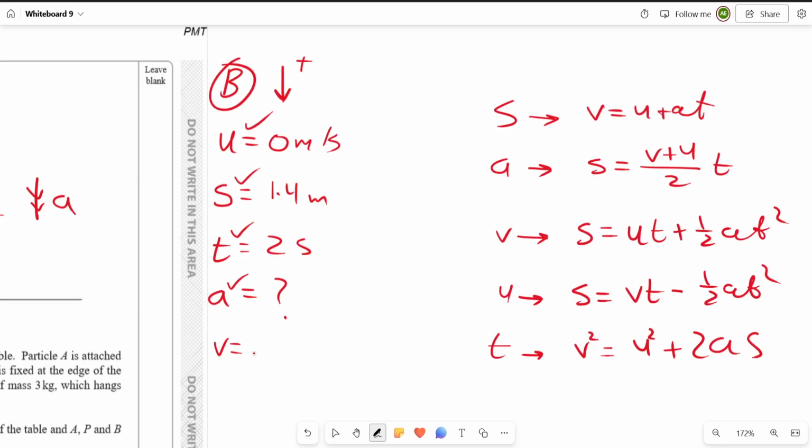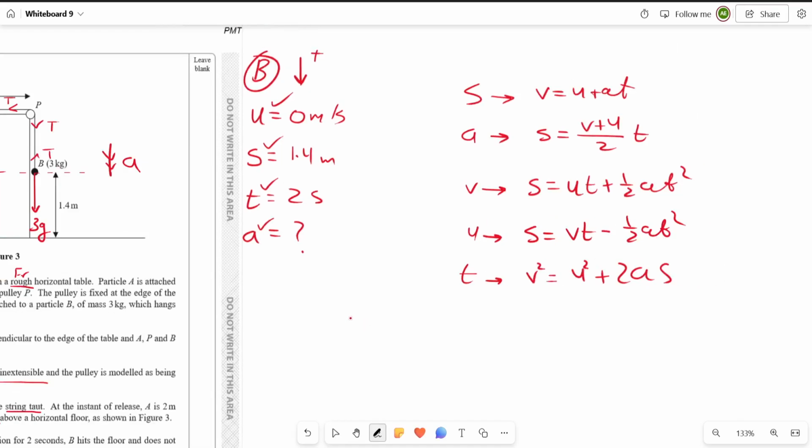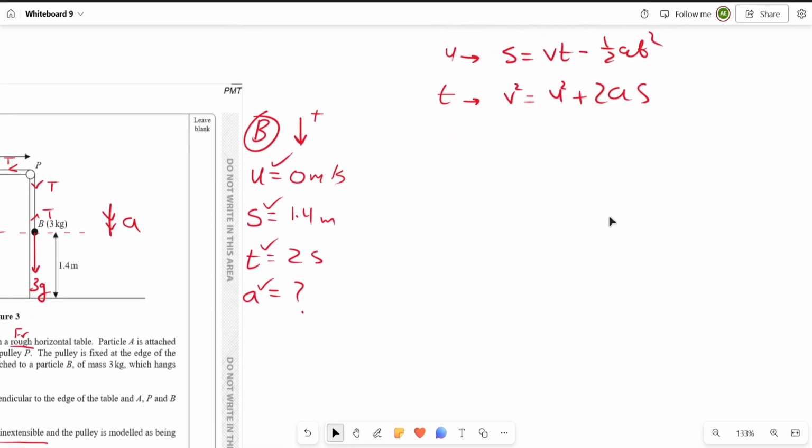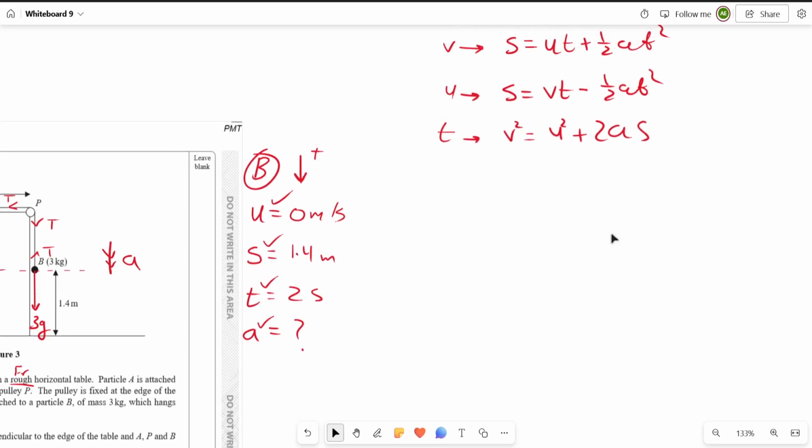I didn't mention v. It's not important. So straight away, I'm going to use the equation that does not have a v. This is how I can choose my equation. So I'm going to choose this equation over here to solve. Let me do this over here. We can copy this, put it up a little bit.